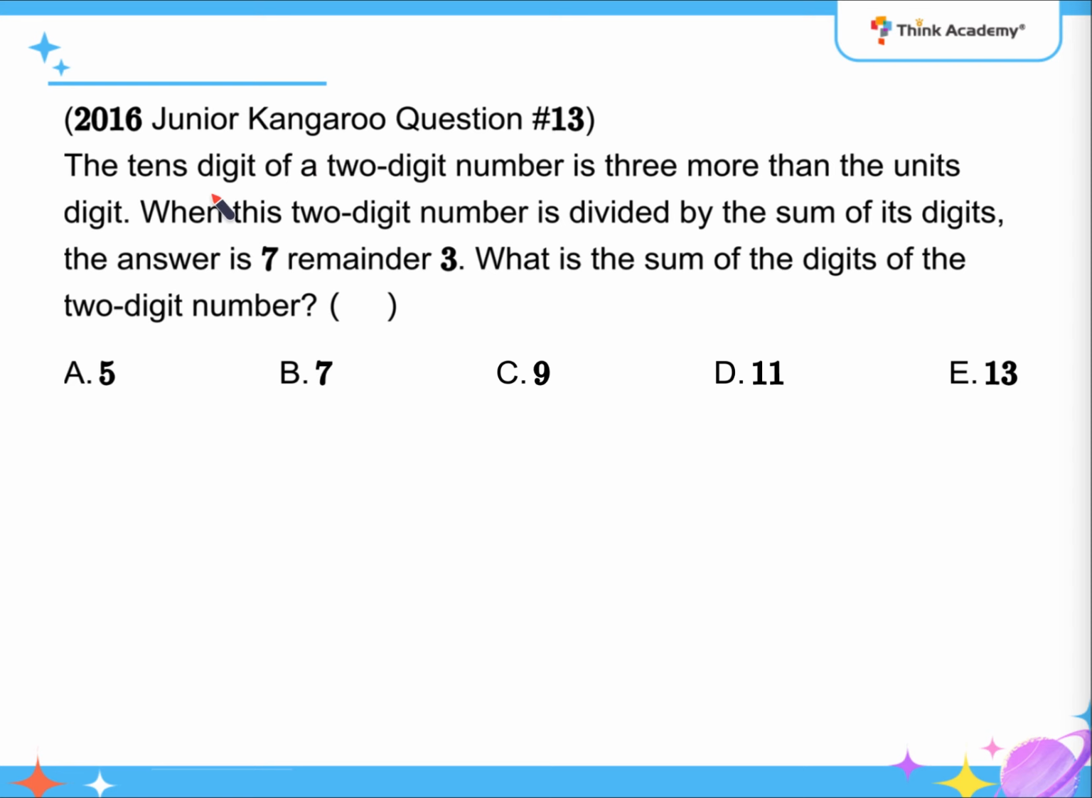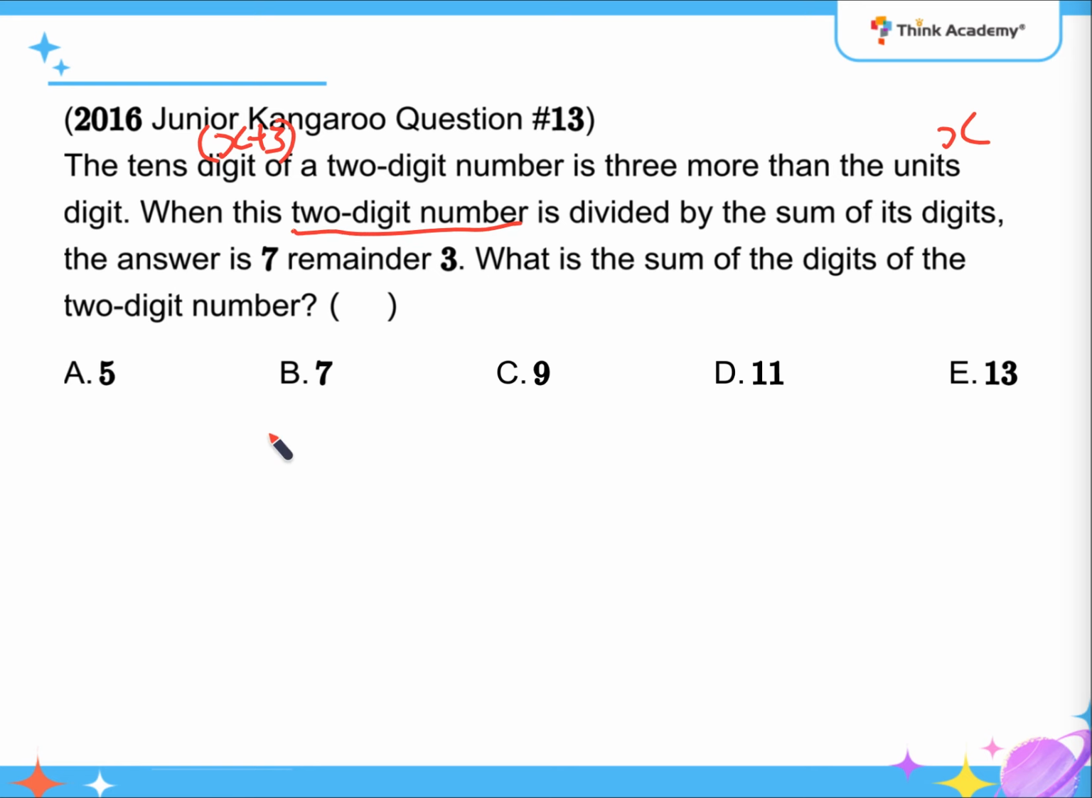Question number 13. The tens digit of a two-digit number is 3 more than the units digit. When it is divided by the sum of the digits, the answer is 7 with a remainder of 3. So, what is the sum of the digits of the two-digit number? So let's say the units digit is x. So the tens digit would be x adding 3, right? Because it's 3 more than the units digit.